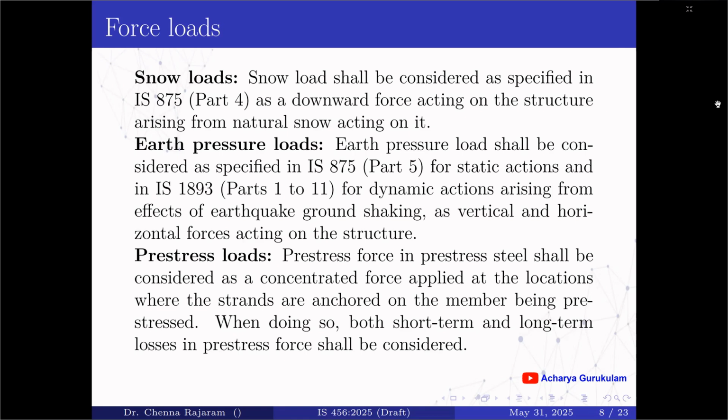Pre-stress loads: the pre-stressed force in the pre-stressed steel shall be considered as a concentrated force applied at the location where the strands are anchored on the member being pre-stressed. When doing so, both short-term and long-term losses in pre-stressed force shall be considered.